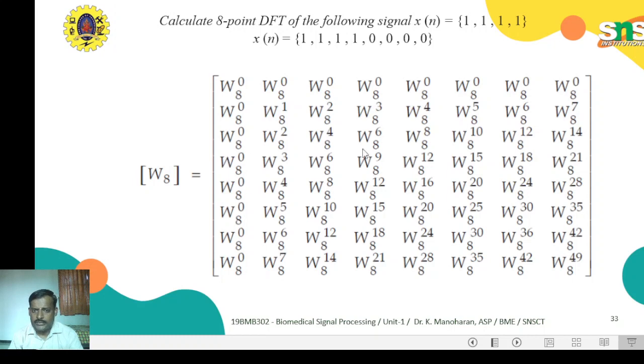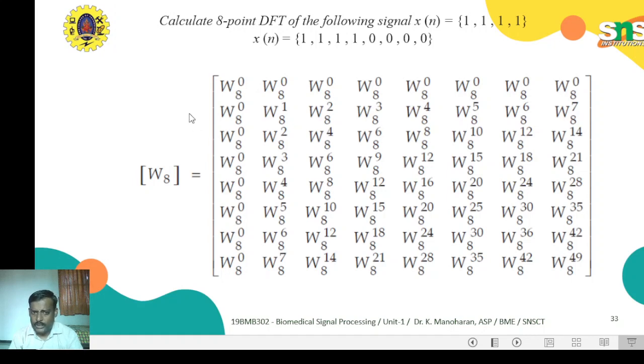Look at the twiddle factor computations. So W of 8 will be constructed for k equal to 0 to 7, similarly n equal to 0 to 7. We need to multiply these values and construct this W8 matrix. If you take k equal to 0 and multiply with n values 0 to 7, multiplying 0 with anything gives 0 only. So that's why this will be W0 of 8 for all.